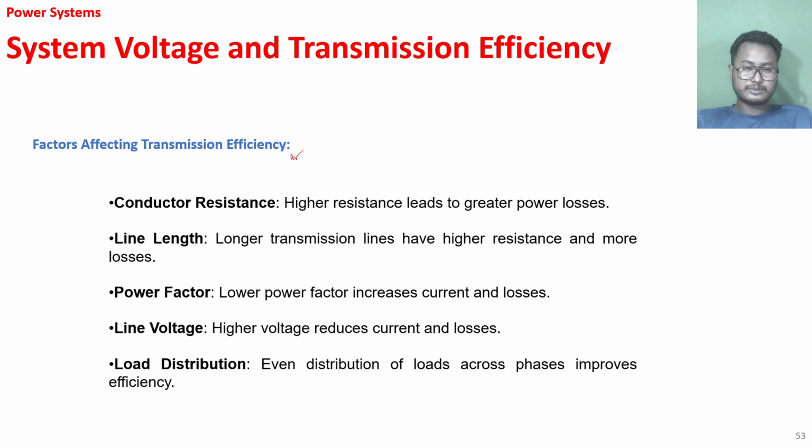Factors affecting transmission efficiency: conductor resistance. Higher resistance leads to greater power loss, because resistance resists the flow of current, which means there will be loss. If the conductor has higher resistance, that means more loss. Then line length. Longer transmission lines have higher resistance and more losses. When the length is more, the resistance is also more, because the transmission line has some resistance already.